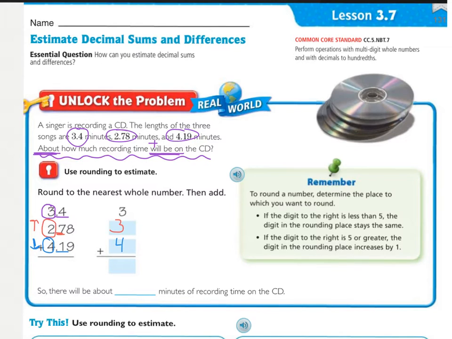Now that we have them all rounded, we need to just add them together. 3 plus 3 is 6, plus 4 is 10. So there will be about 10 minutes of recording time on the CD.